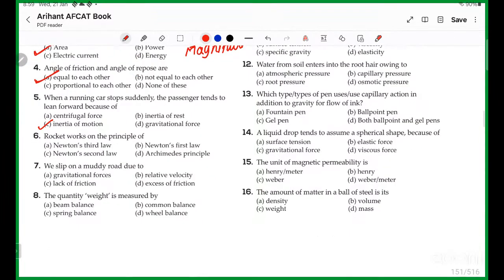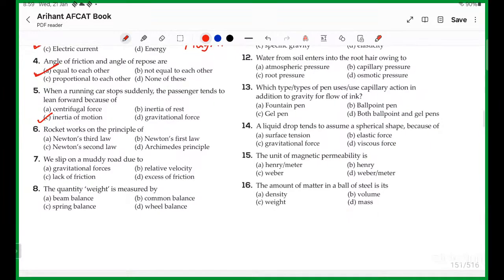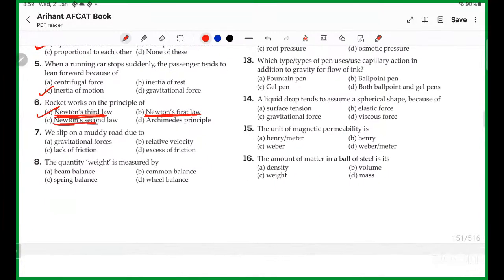Rocket works on the principle of Newton's third law. What Newton's third law says basically is that to every action there is an equal and opposite reaction. Okay, and first law is basically if we apply force to any object which is moving, then it will continue to move. Force has to be applied on an object for it to move. Second law is rate of change of momentum. Okay, Archimedes principle is basically buoyant force.